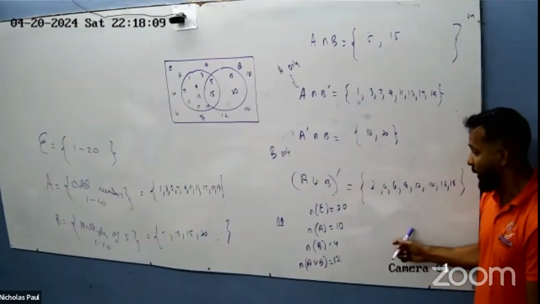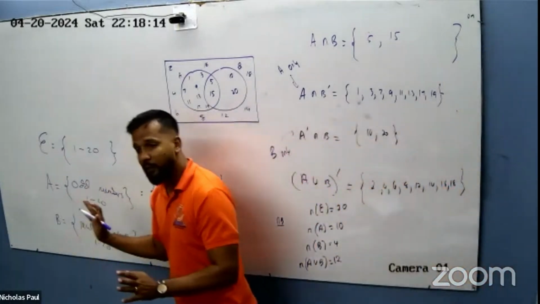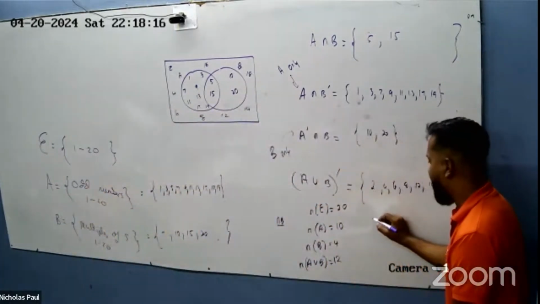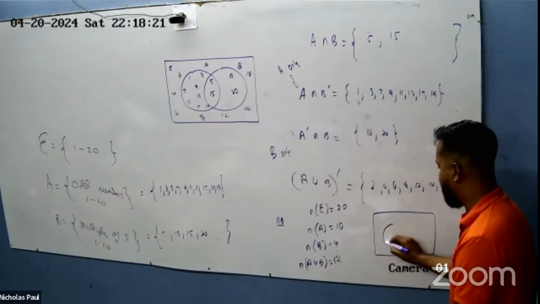All right. So nice. Suppose I gave you these things, but I didn't give you anything here. And I asked you to complete the Venn diagram. So I might give you something like this.